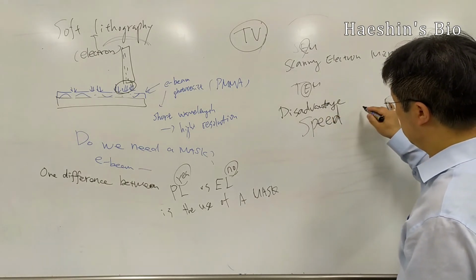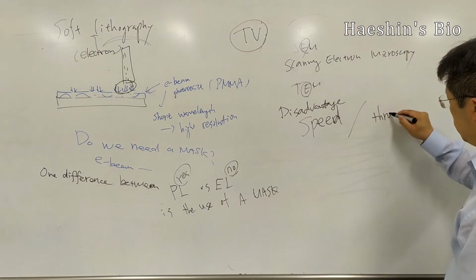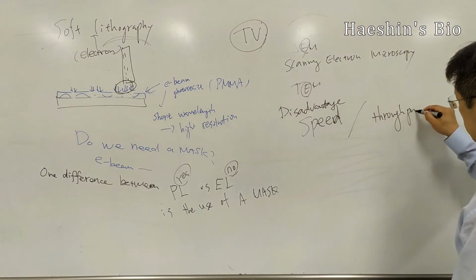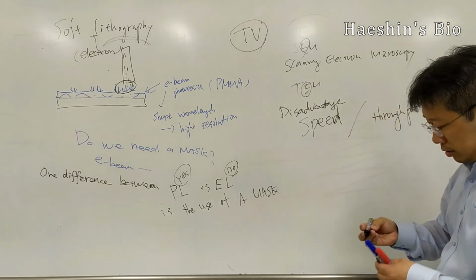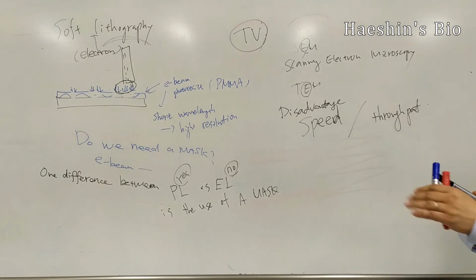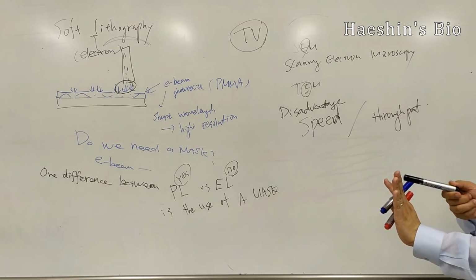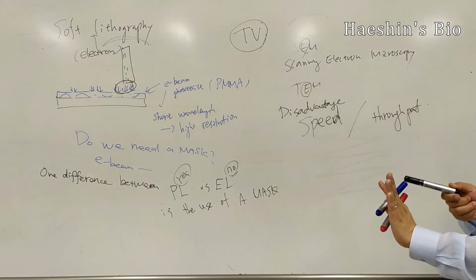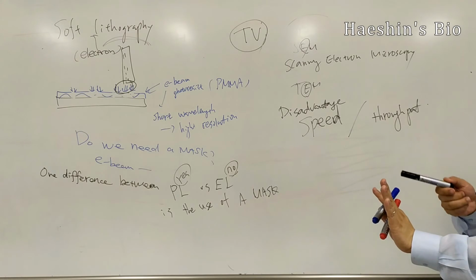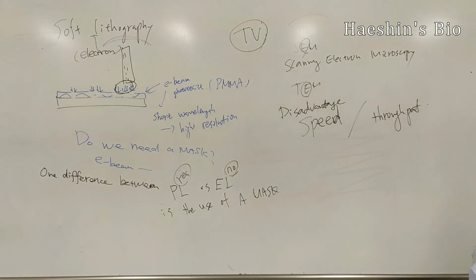Speed or throughput. Similar concept: speed or throughput means the electron beam actually scans. From this pattern here, you have to scan, illuminating with this electron beam here or not, yes or no. Anyway, you have to do it as a one-by-one, line-based process.